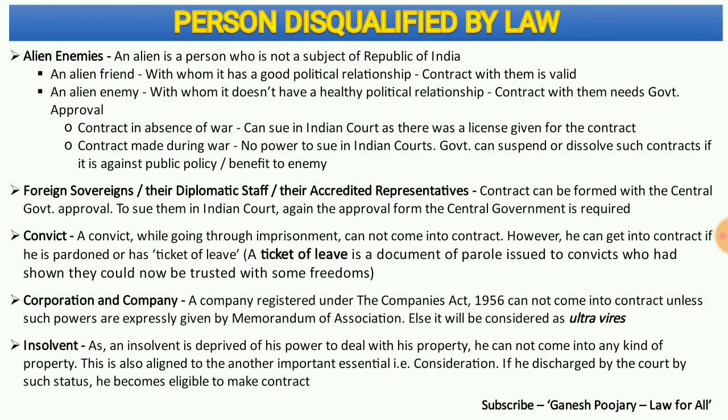The last category of people who are disqualified by law to make any kind of valid contract is the insolvent, because they don't have anything to give to others. Their property is taken by the court, all their money is taken by the court. Rather, they don't have anything. That is why they are called insolvent. They must have debts more than whatever they have. So their property will be used to distribute to all those people who have given debt.